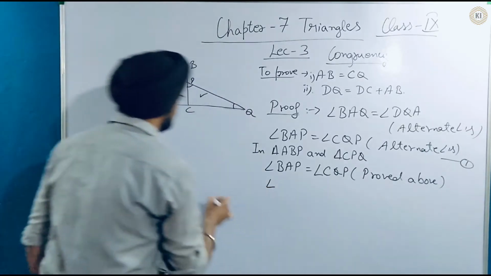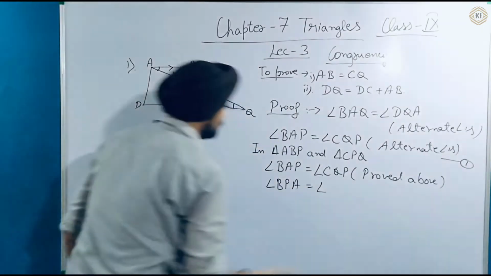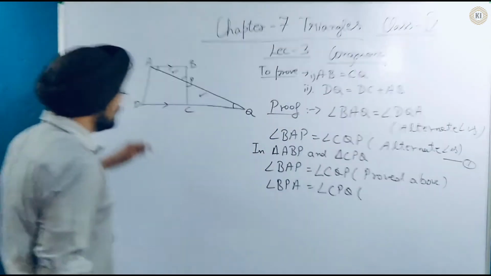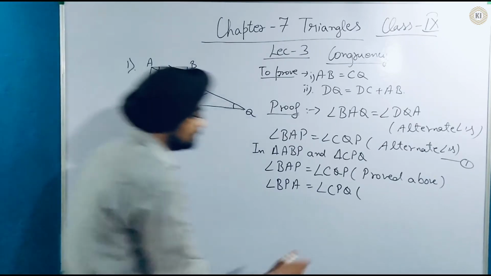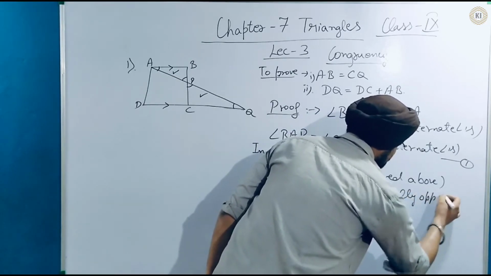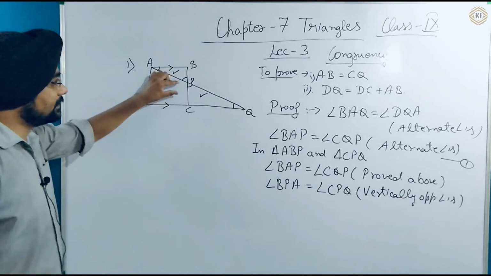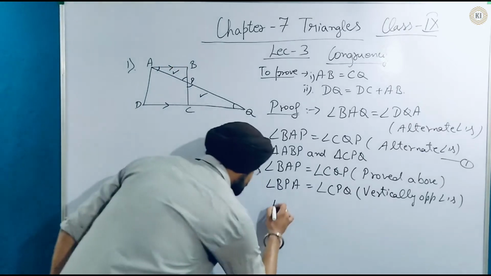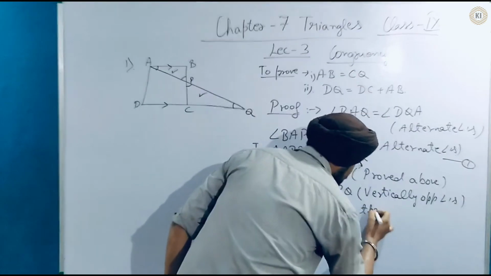Second, you can see that these two angles are equal. So here we can write angle BPA will be equal to angle CPQ. Sorry, it is not alternate, these two angles are vertically opposite angles. So we will write here vertically opposite angles. Third thing, it is given in the question that P is the midpoint. So BP and CP both are equal. So BP is equal to CP because P is the midpoint.